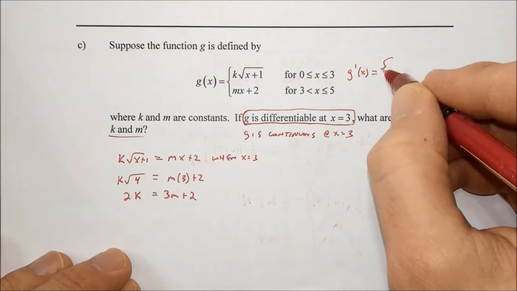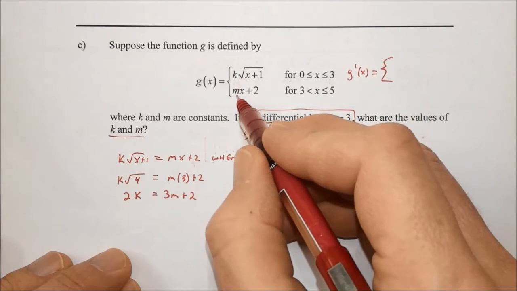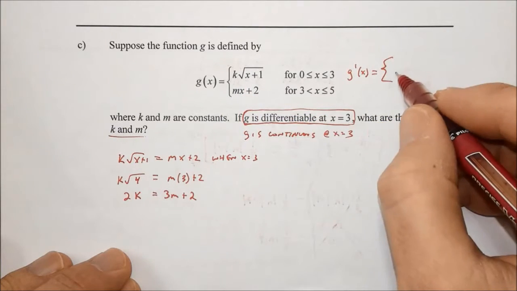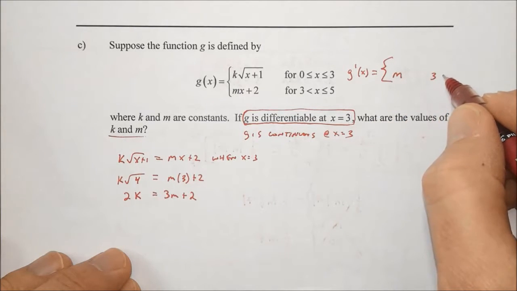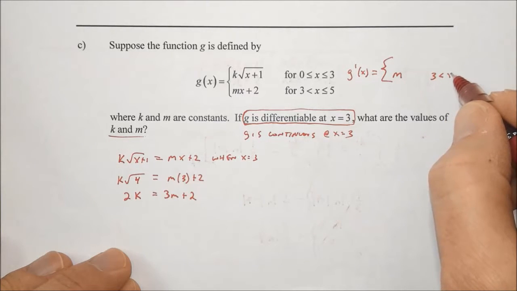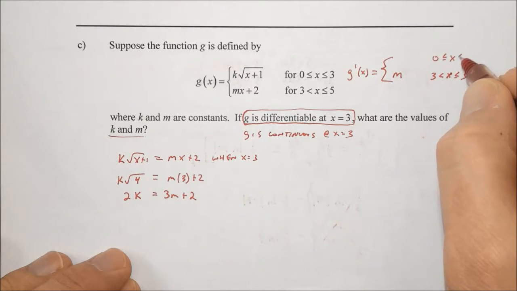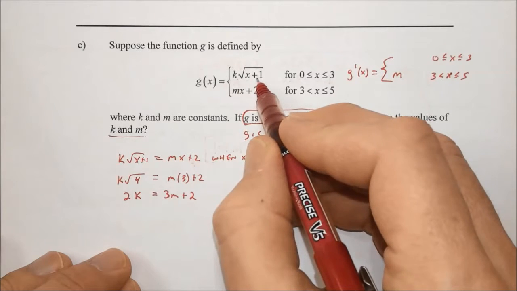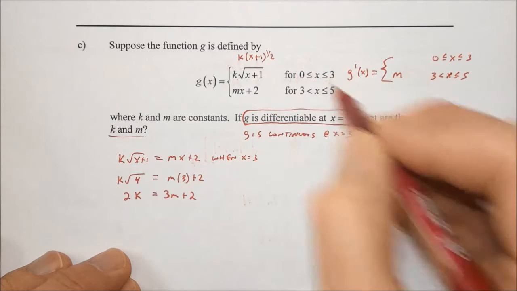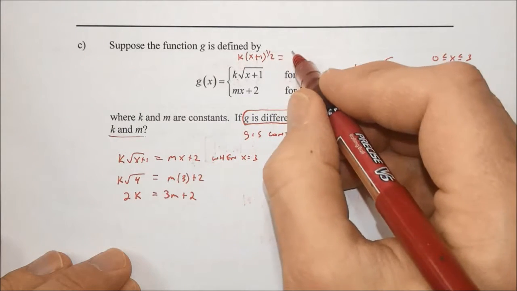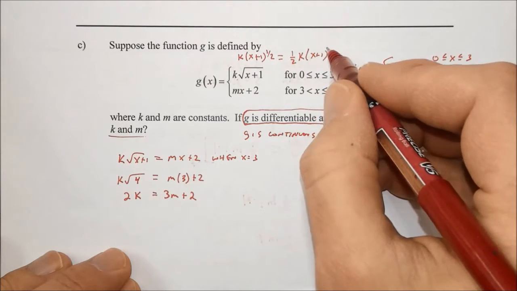Right? When you have a piecewise defined function, you just derive the top and leave it, derive the bottom. So in other words, the derivative of mx plus 2, that's just going to be m. So g prime is just going to be m when x is between 3 and 5. Right? Now when x is between 0 and 3, we have to do the derivative of this up here. Okay, well this is k, and then we have x plus 1 to the 1/2. So when we take our derivative, we have 1/2 out front, then we have our k, and then we have x plus 1 to the negative 1/2.